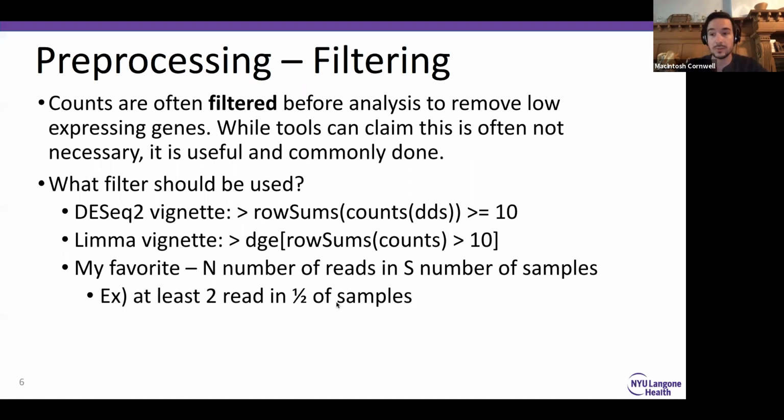Now, again, sometimes you might want to do this if you have only a couple of samples and you want to make sure that you keep in these things that might be extraneous or outliers. Then you want to include this. But in general, I think this is a pretty good way to go. N number of reads and S number of samples, and then I like to do either 2 or 4 in about half of your samples.